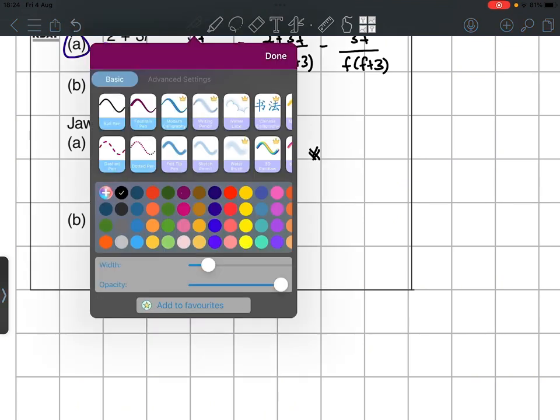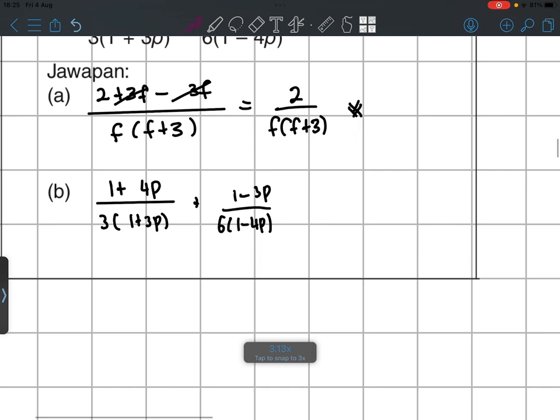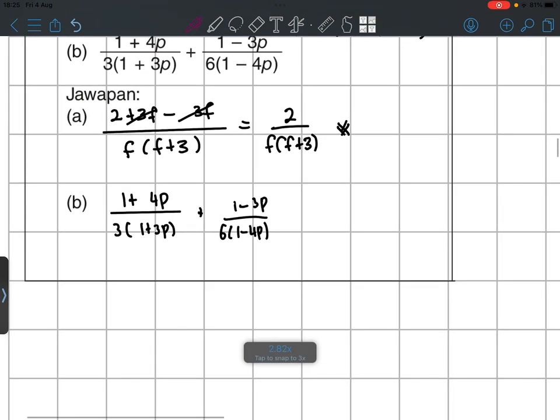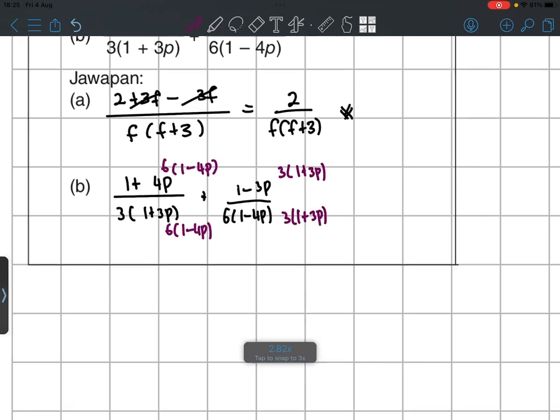So I want to multiply this here with (1 minus 4p). So I multiply with the whole denominator, 6 in bracket (1 minus 4p), like that, and do the same thing at the bottom, (1 minus 4p). And for this fraction we need to multiply with this expression. Okay, so 3 multiply with 3(1 plus 3p), and this is 3(1 plus 3p). Okay, let's see what we get.